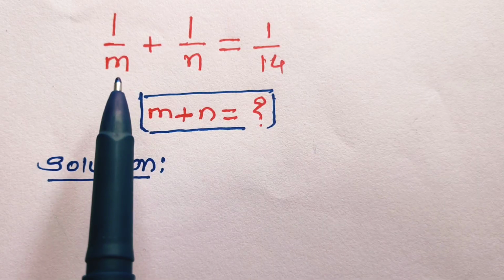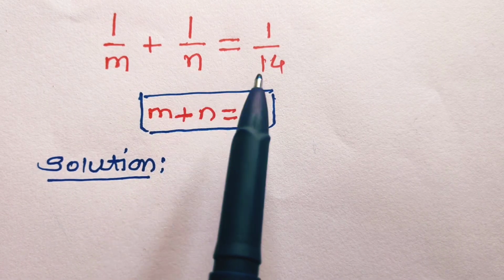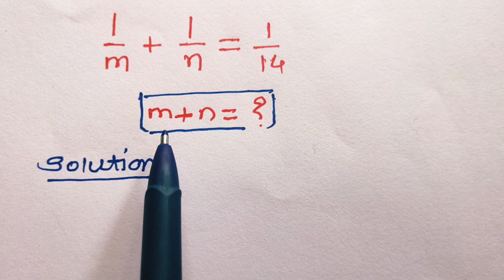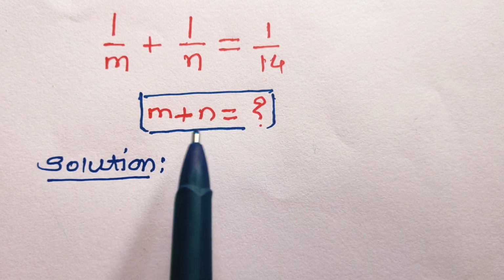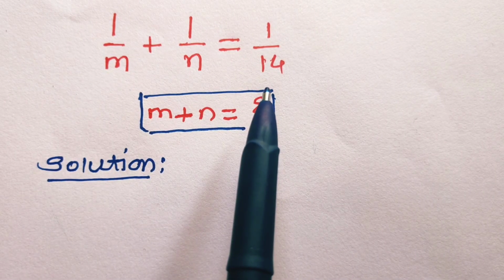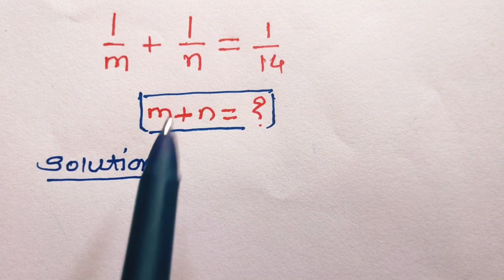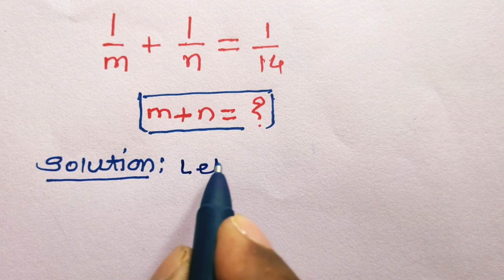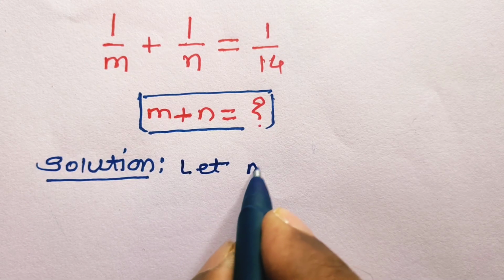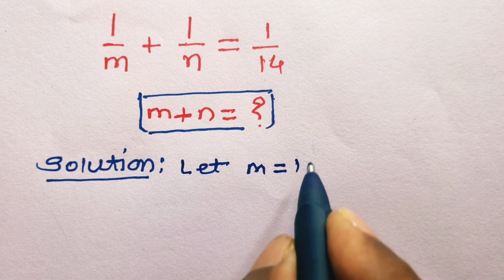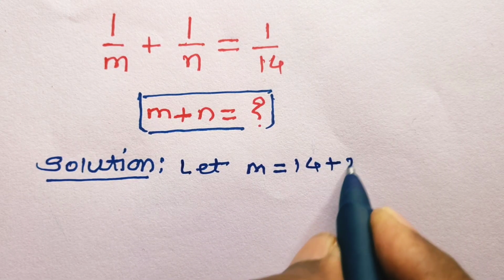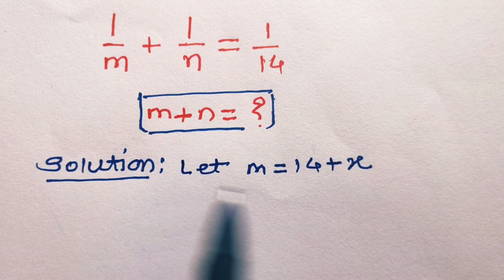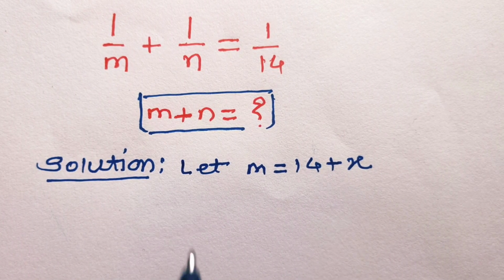Today we have to solve this sum: 1 upon m plus 1 upon n is equal to 1 upon 14, and we have to find out the value of m plus n. This expression is symmetric. So to solve this sum, let m is equal to 14 plus x, and here we have to find out n in terms of x.